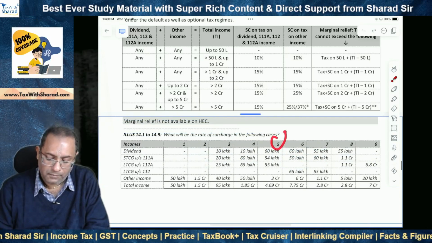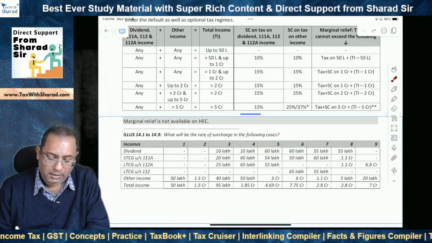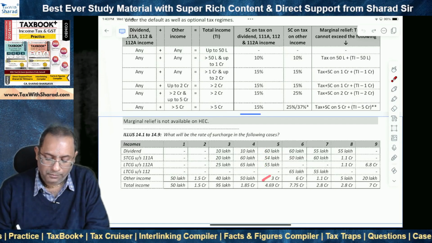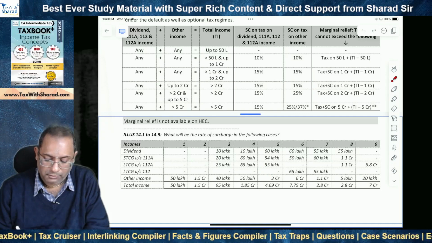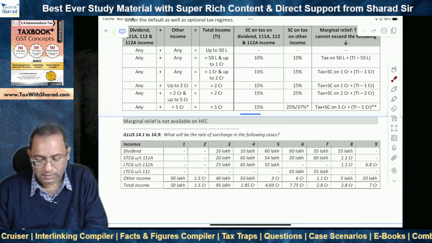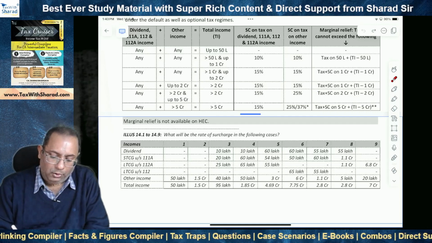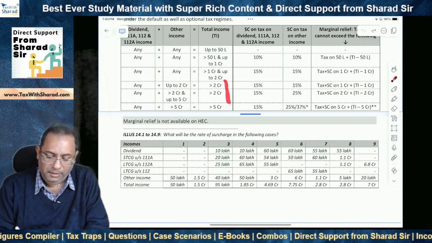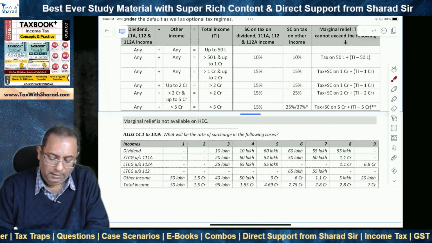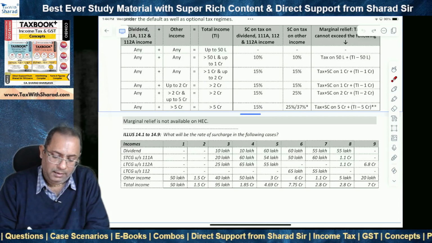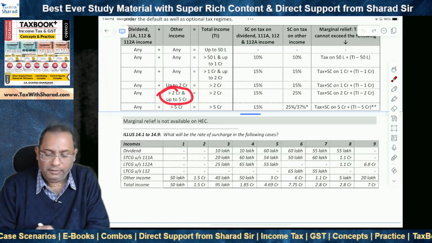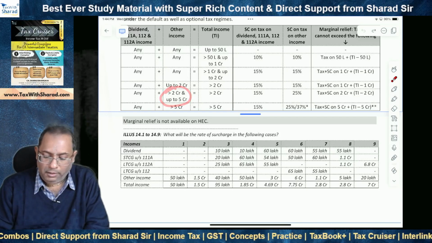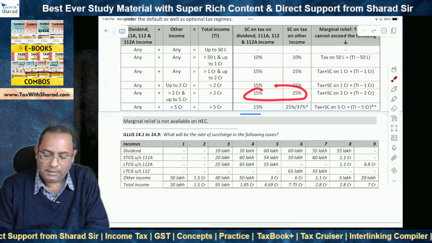Number 5. Dividend is 60 lakh, STCG 111A 54 lakh, 112A 55 lakh. The other income is 3 crore, 3 CR, and therefore total income is 4.69 CR. Now total income is 4.69 CR. That means total income is more than 2 CR, and the other income is 3 CR. That means greater than 2 CR and up to 5 CR. Greater than 2 crore and up to 5 crore, and therefore the rate of surcharge will be this.